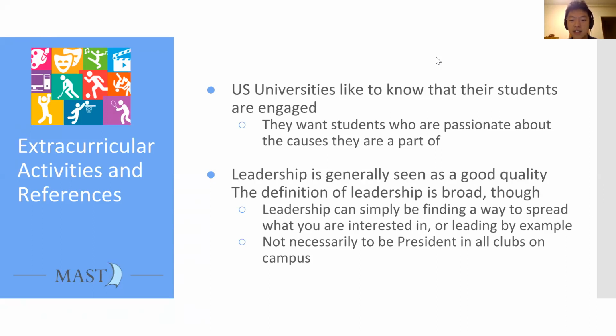And I think this is generally what universities are looking for when they're talking about leadership: when you have an idea about the world that you're willing to actually go out and actualize. So that's something for you to think about as you think about your extracurricular activities, where you're writing about your extracurriculars.